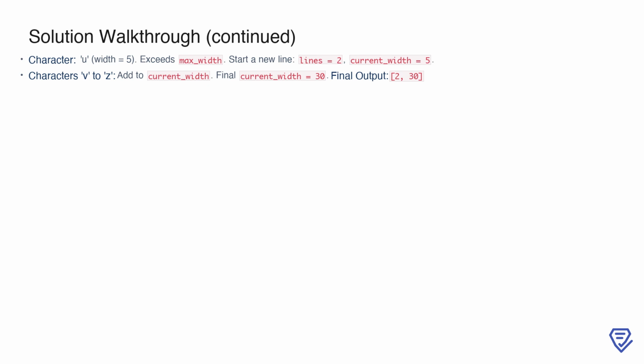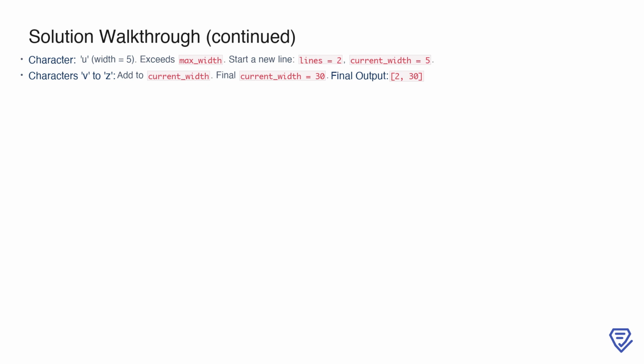For a longer string with multiple line breaks, let's examine the example where s contains all the letters of the alphabet, and each character has a width of 5. We initialize the variables as usual. Max_width is 100, current_width is 0, and lines is 1.